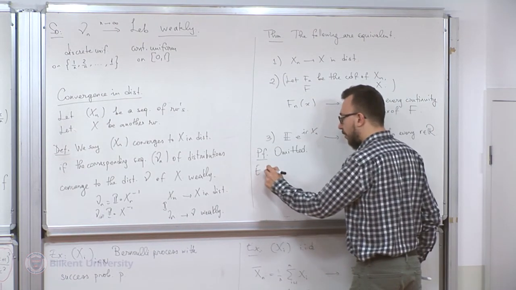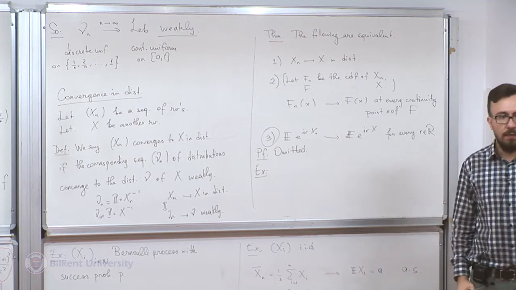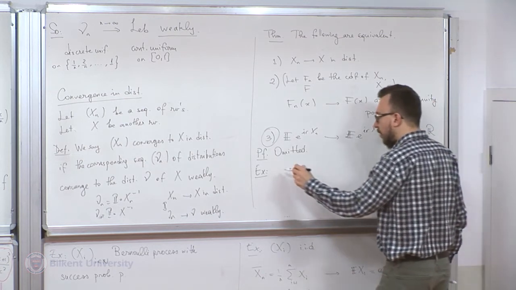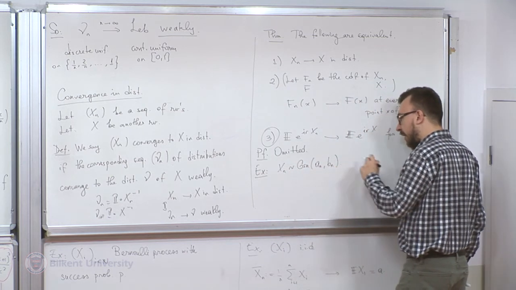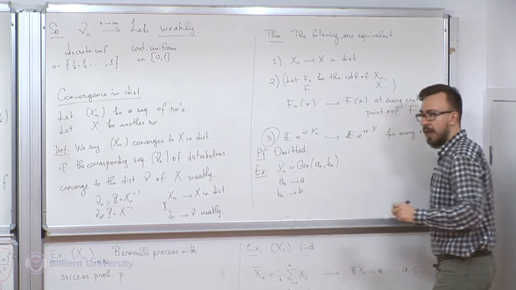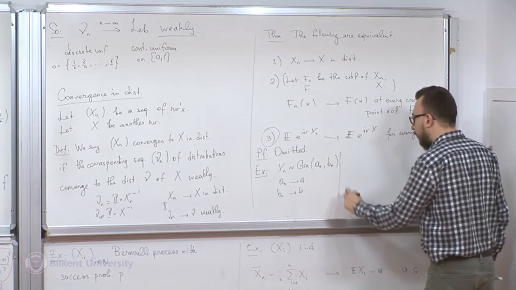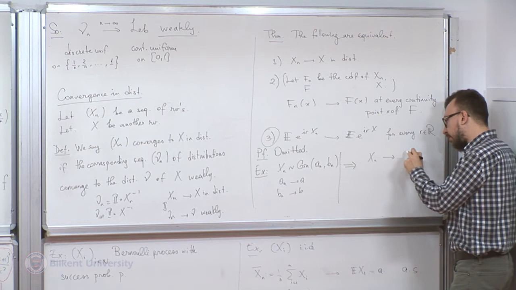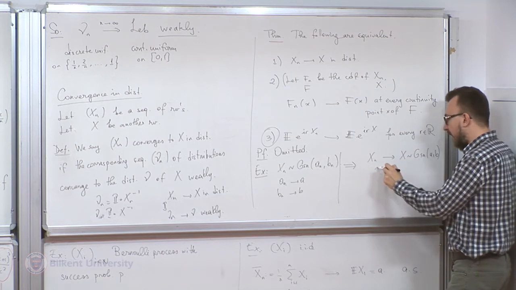But I'd like to discuss with you why this number 3 can be a good way to check convergence in distribution. So let's say you have xn that is Gaussian with mean an and variance bn. And assume that an converges to a, bn converges to b, some values a and b, okay? So you have a sequence of Gaussian random variables whose means converge to a fixed number, whose variances converge to a fixed number. What we would like to say is that xn converges to some Gaussian random variable with mean a and variance b in distribution.